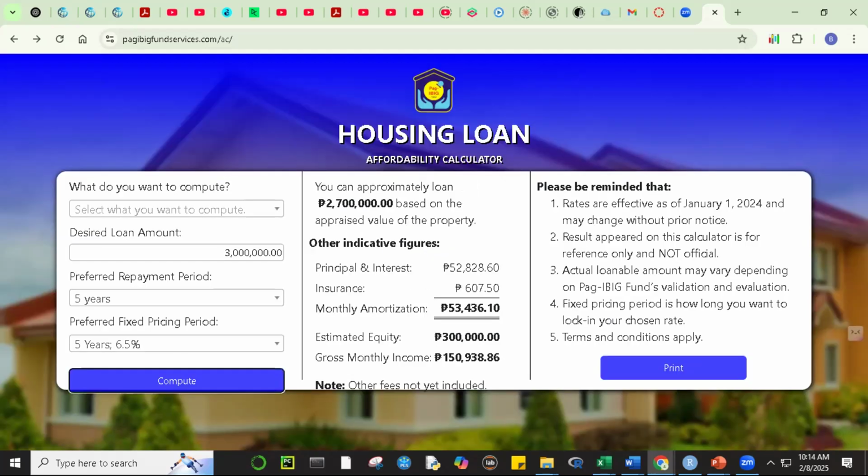If you compute this, the amortization will be bigger, of course, 53,828.60. In fact, the estimate here is that you should have a gross monthly income, maybe combined, of 150,938, because this is relatively a very high monthly amortization. The insurance is fixed, 607.5. Okay, 52,828.6. So let's compute that. Let's see.